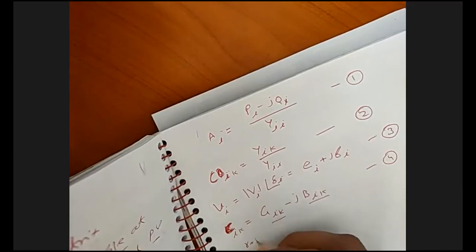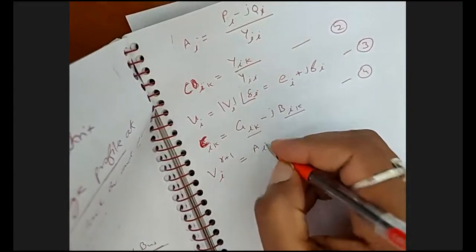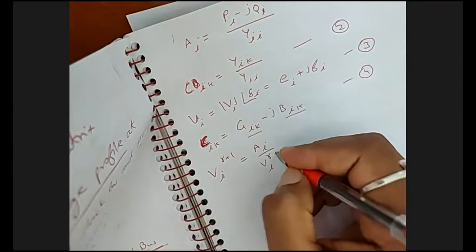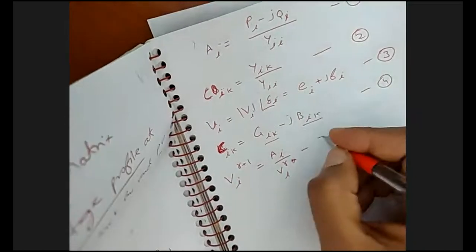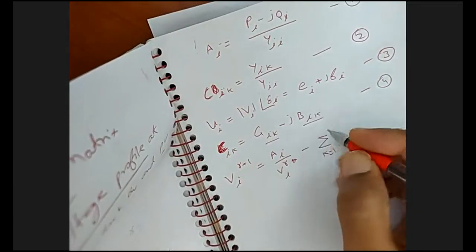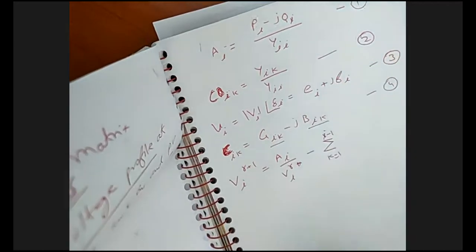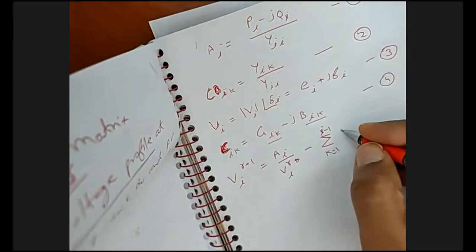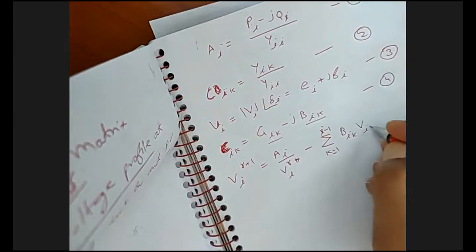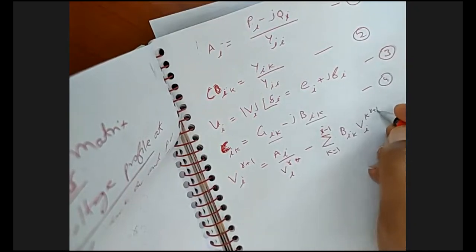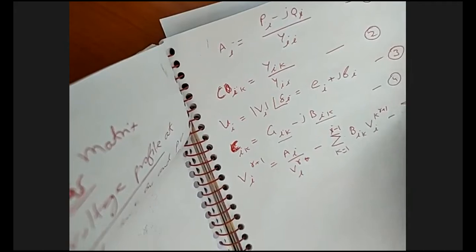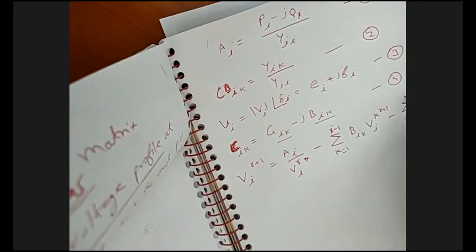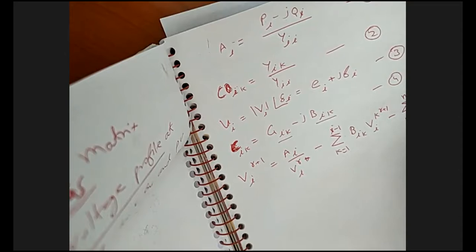And then Vi(r+1) will be Ai upon Vi(r) star, minus summation k equal to 1 to i minus 1 Bik Vk(r+1), minus summation k equal to i plus 1 to n Bik Vk(r).